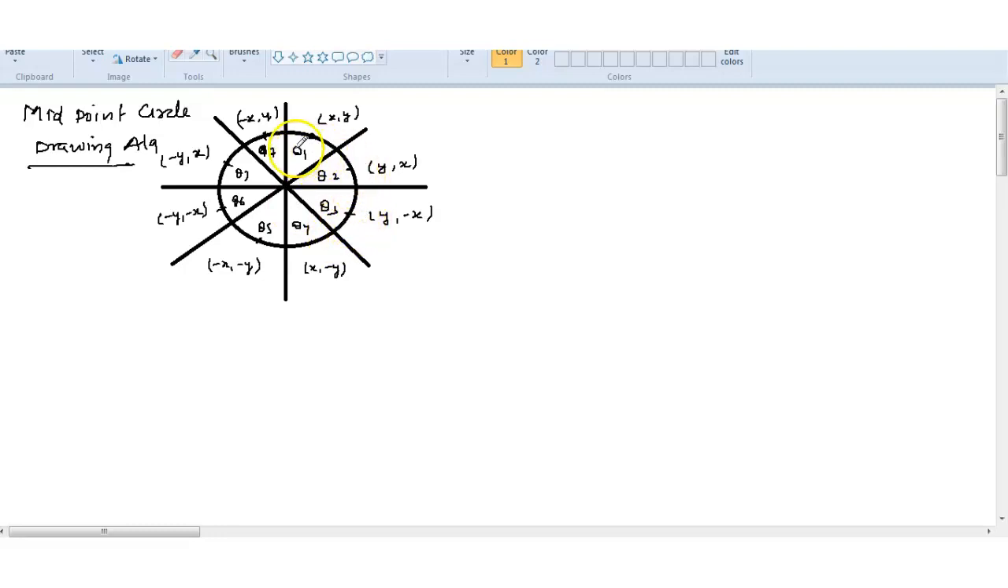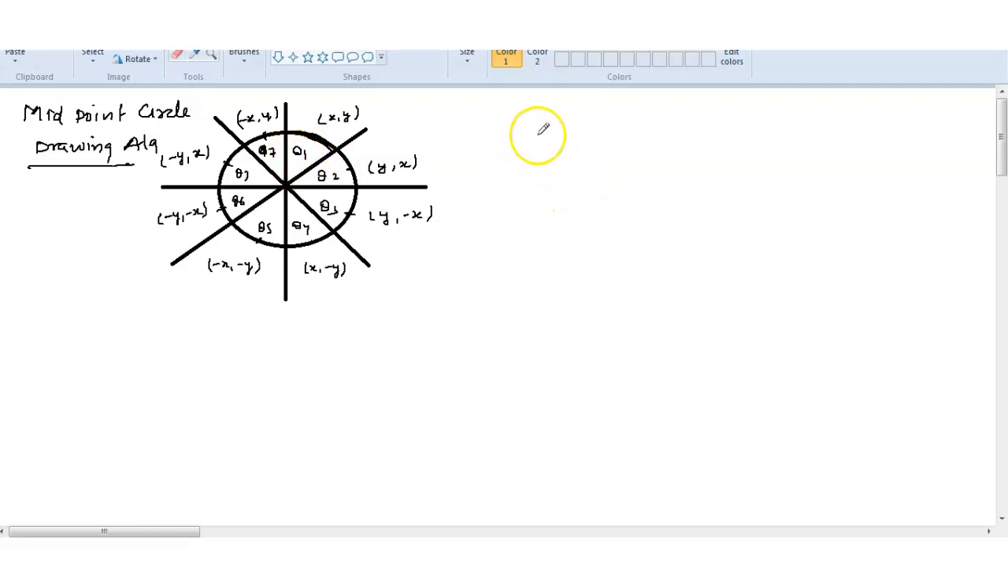So we will draw the circle only in this first quadrant, from 90 degree to 45 degree, and we can apply this symmetry for all the remaining coordinates. So we'll talk about the first quadrant Q1.